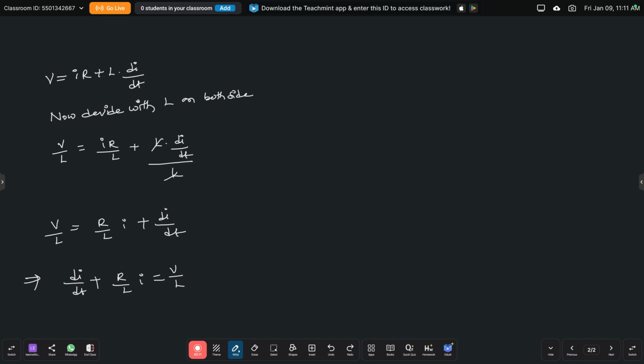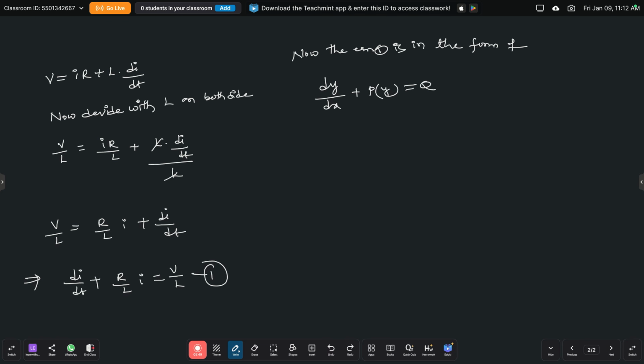Assume this as equation 1. This equation 1 is in the form of dy by dx plus P of y equals Q. Here Q is Q of y or simply we take Q. So dy by dx plus P y equals Q. This is equation 2.